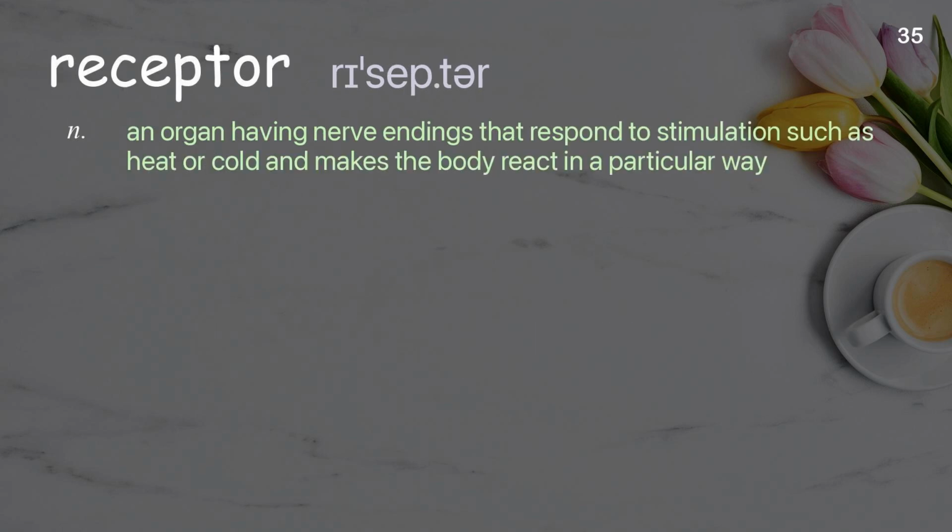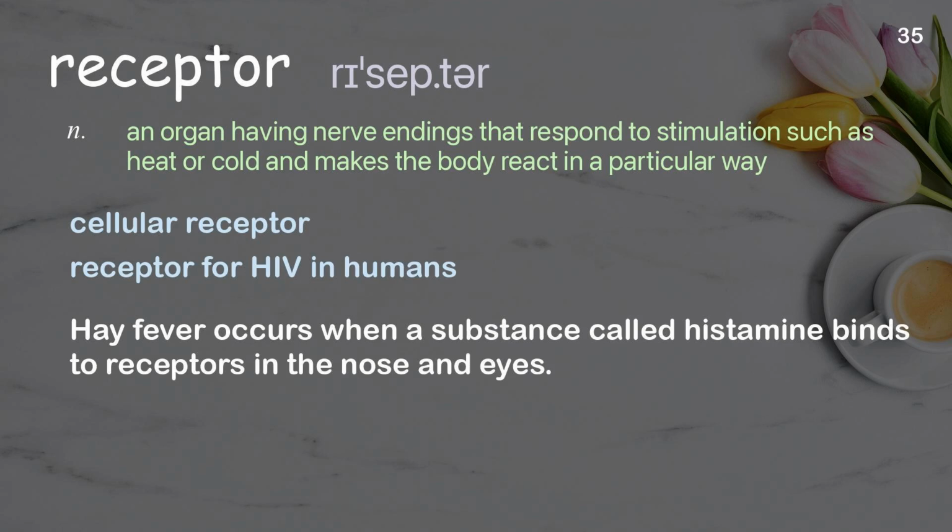Receptor. An organ having nerve endings that respond to stimulation such as heat or cold and makes the body react in a particular way. Examples: cellular receptor. Receptor for HIV in humans. Hay fever occurs when a substance called histamine binds to receptors in the nose and eyes.